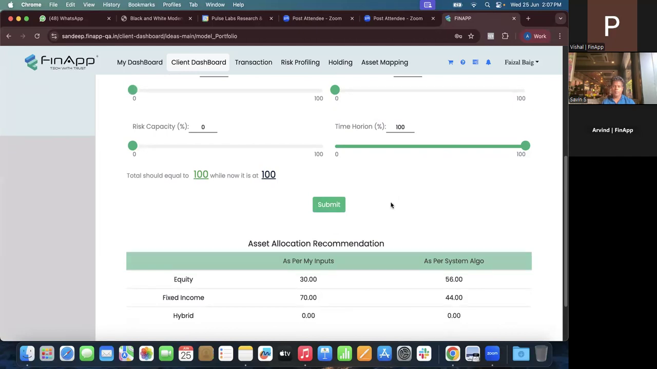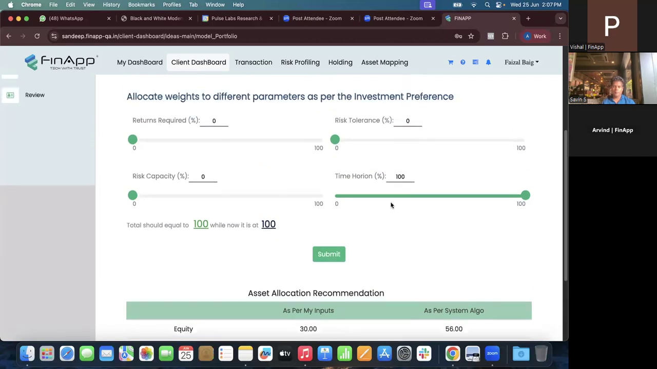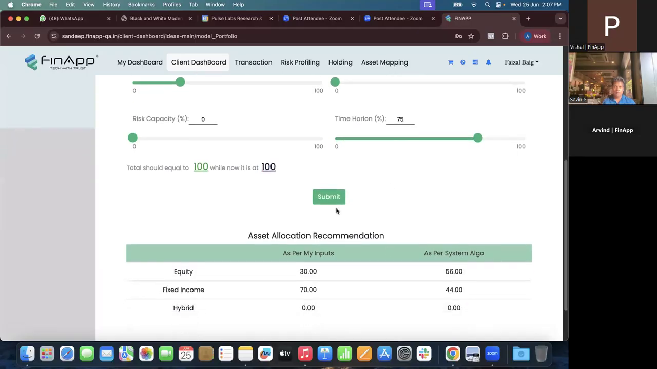Okay. Now let me assume this guy says, "Yeah, I have enough money, but I still need this 50 lakh rupees, but I need some return also." Yeah. So what we do is we give 25% weightage to one and 75% weightage to the other. Now if I submit, my asset allocation changes.